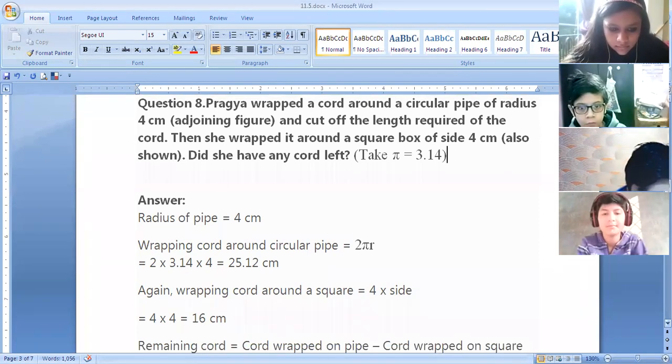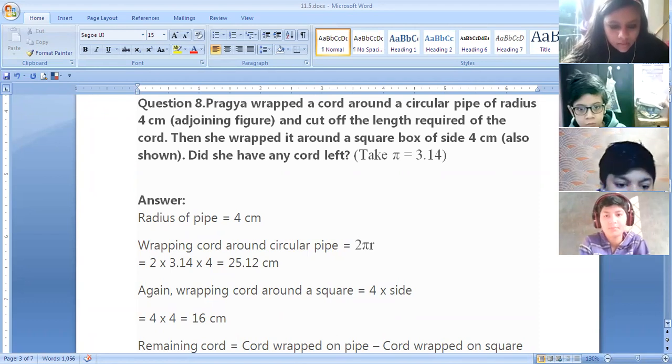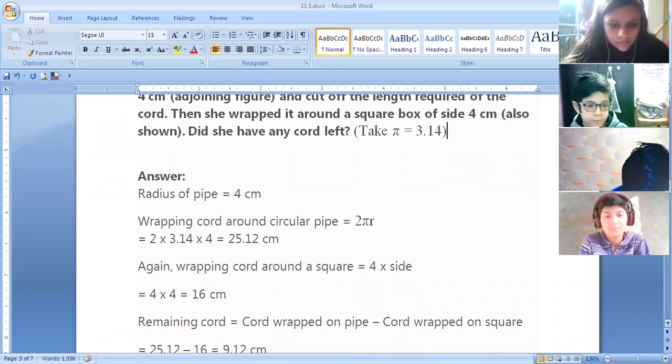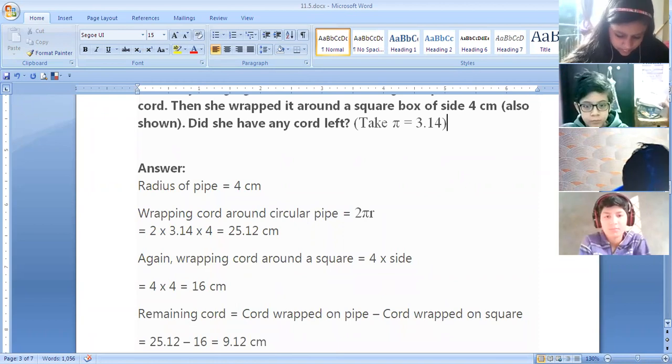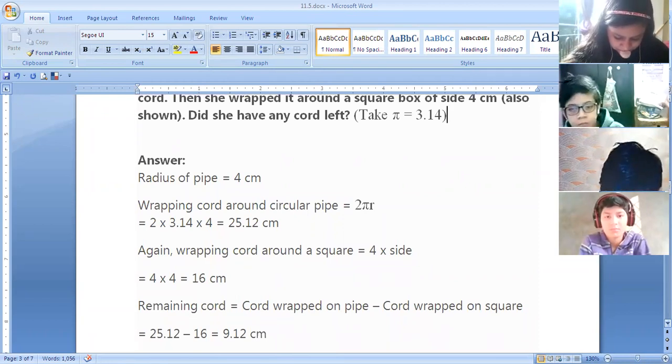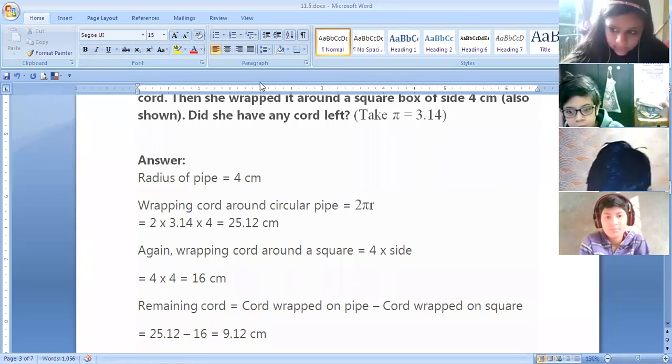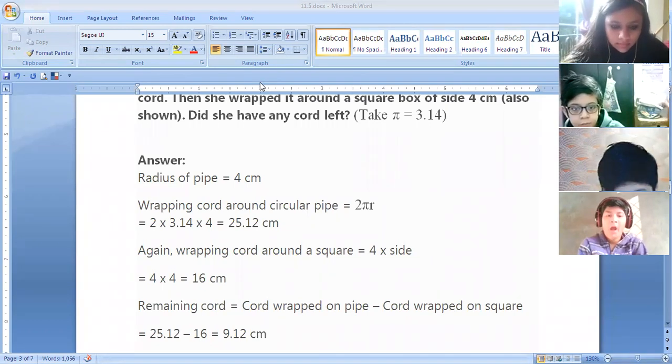The cord wrapped on the pipe and cord wrapped on the square, you have to subtract it. So 9.12 is the correct answer. That's correct. That will be your answer. But this much cord is left.